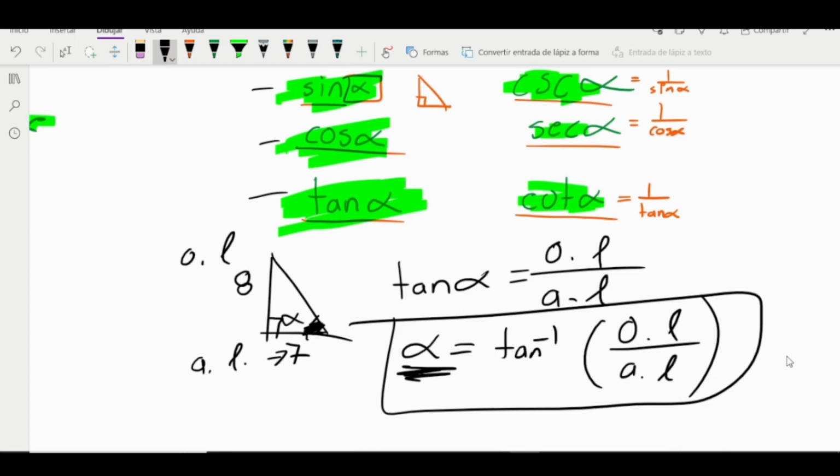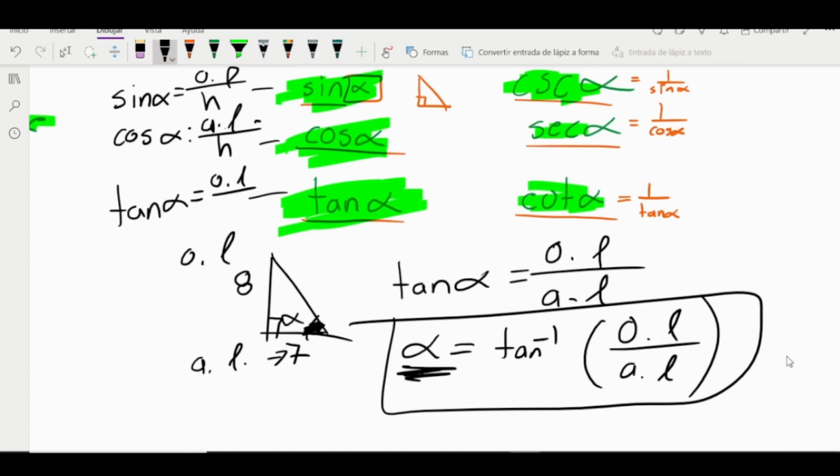For example, here you have the sine. The sine of the angle is equal to the opposite length divided by the hypotenuse. The cosine of alpha is the adjacent length divided by the hypotenuse. And the tangent, you already know this: the tangent of the angle is the opposite length divided by the adjacent length, or side. This is the way that we can express the trigonometrical functions.